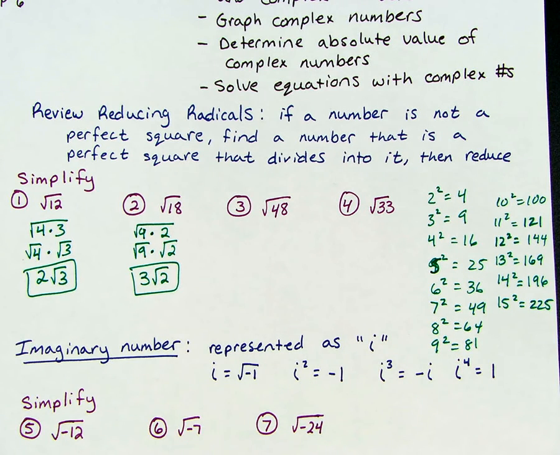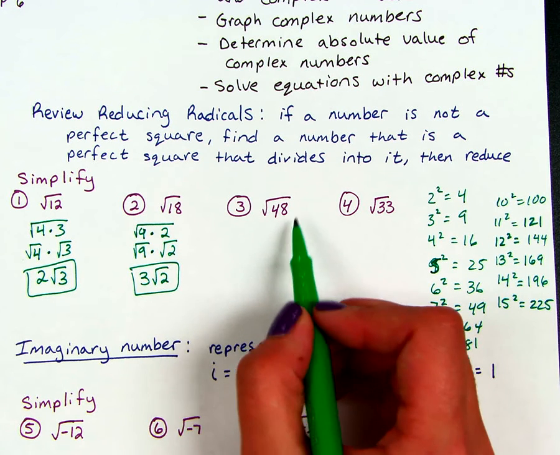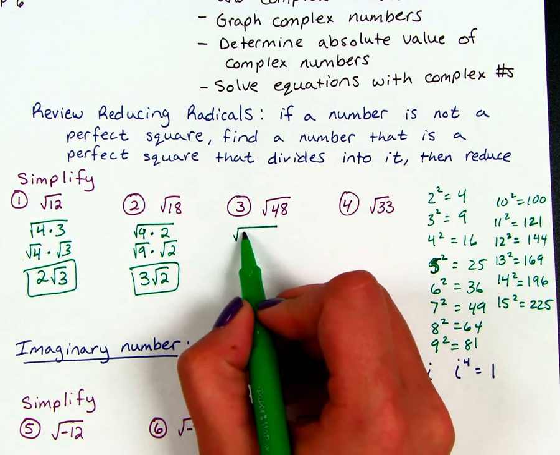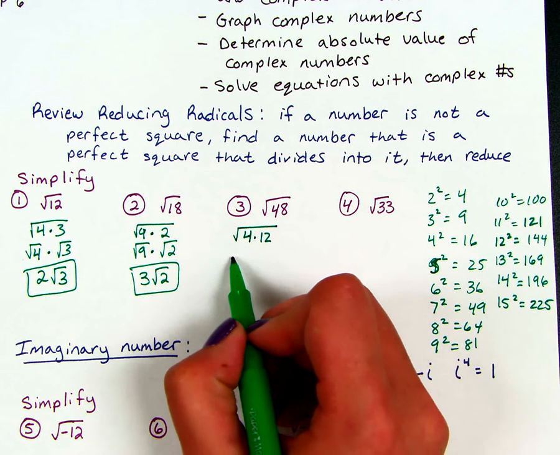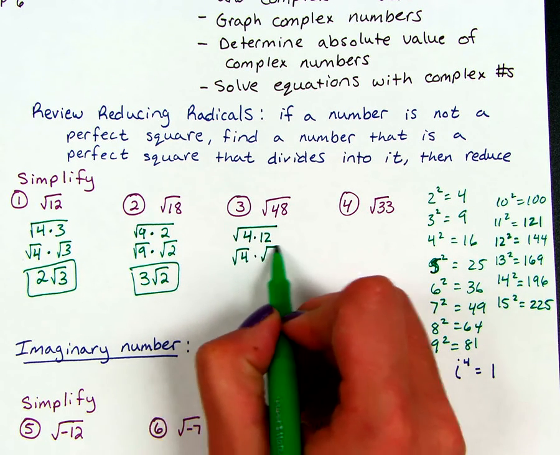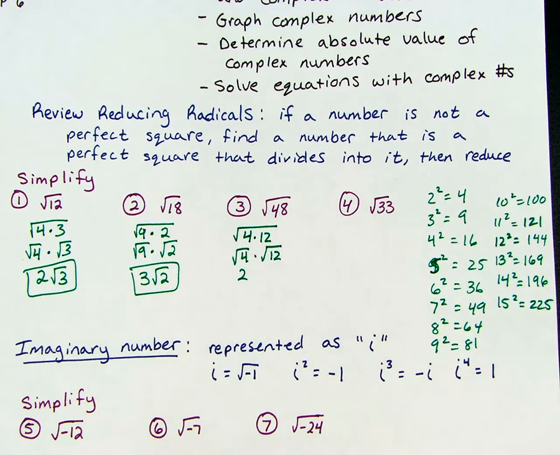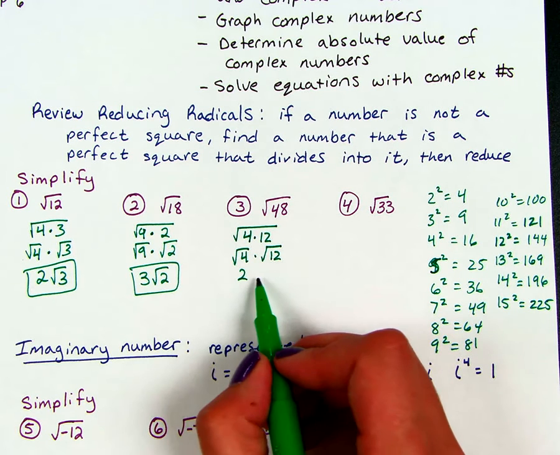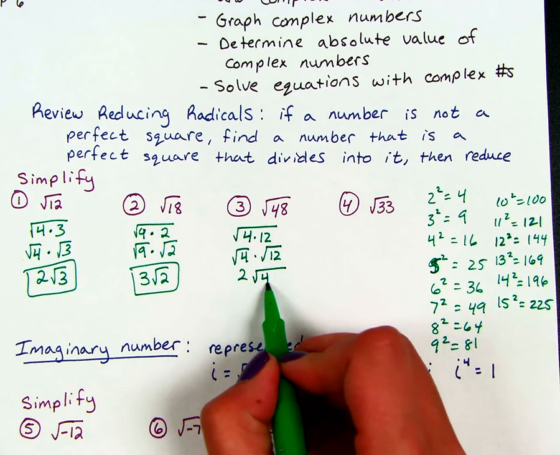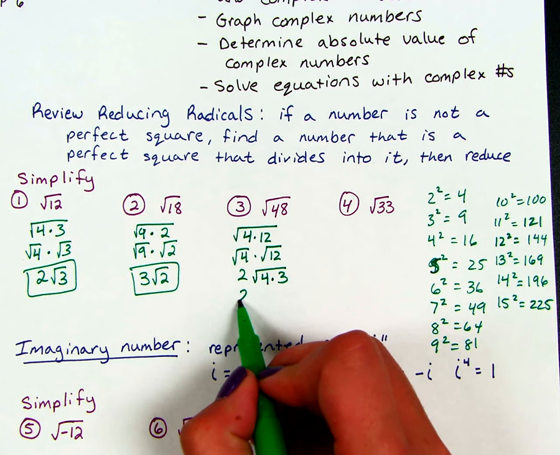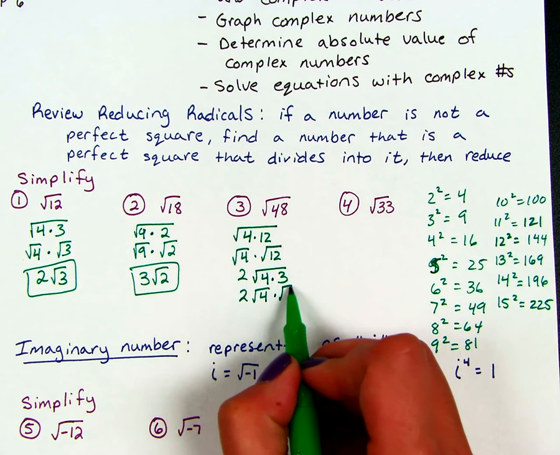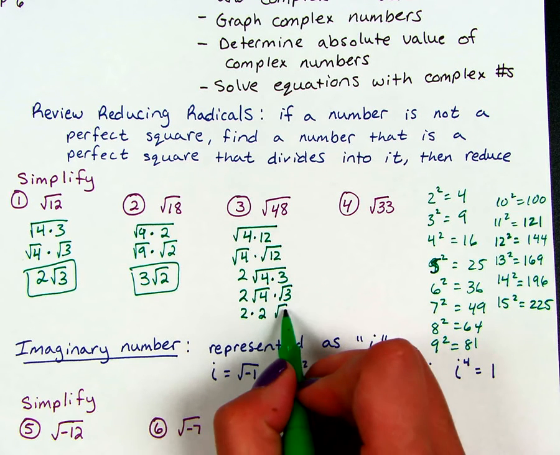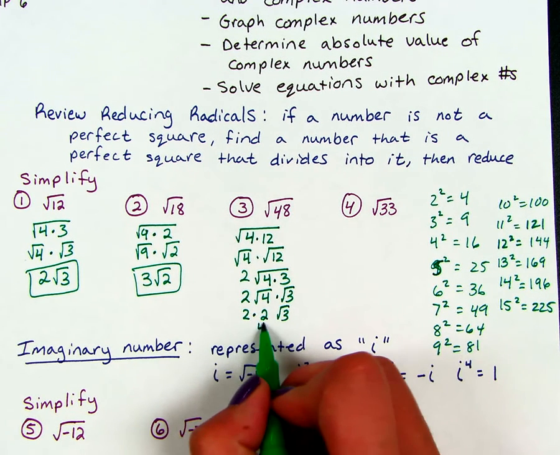Looking at 48, 4 is a pretty easy one to pick out from there. If I take 48 and divide it by 4, that will be 12. Then the square root of 4 times the square root of 12 is 2 times the square root of 12. Now we already know that 12 is reducible. If we can keep reducing, then we have to keep reducing. So I'm going to think of 12 as 4 times 3. So we have 2 times the square root of 4 times the square root of 3. Again, the square root of 4 is 2, and we still have that first 2 in front. We multiply those together, so we would have 4 square root of 3.